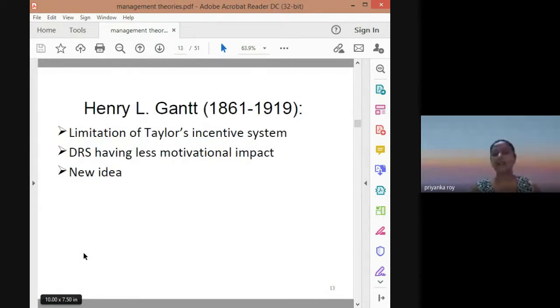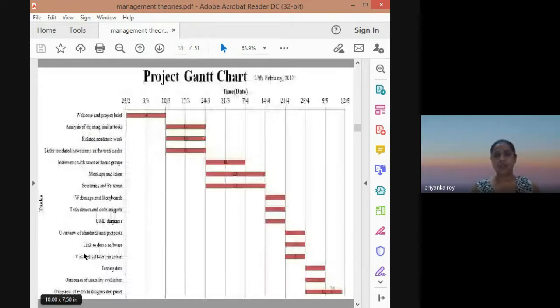And Henry L. Gantt, 1861 to 1919, took out the limitations of Taylor's incentive systems, which had less motivation, impact and new ideas in the system. So this is a Gantt chart.